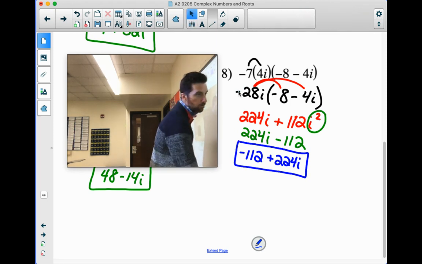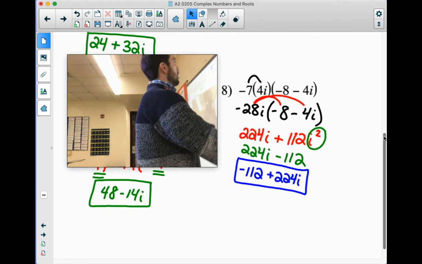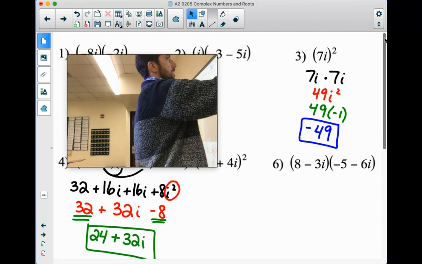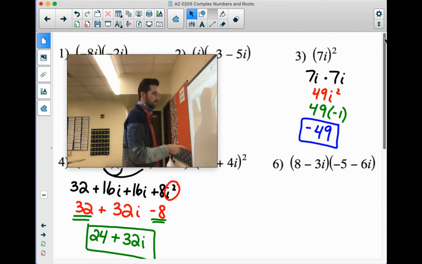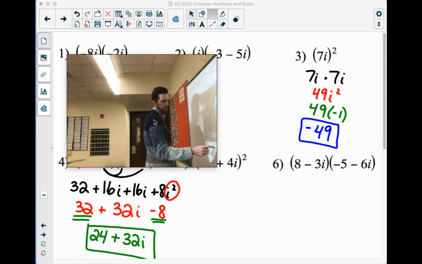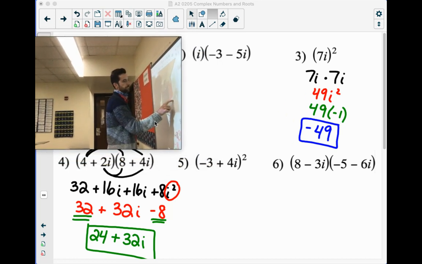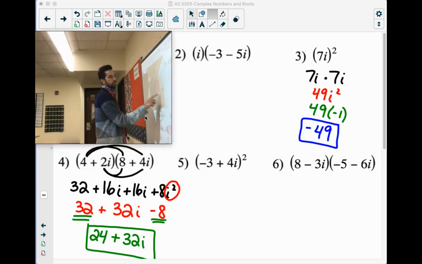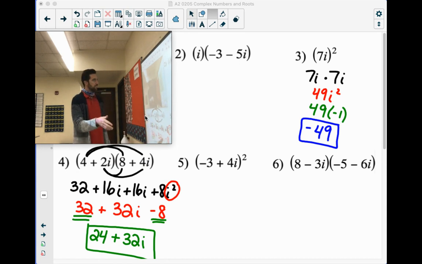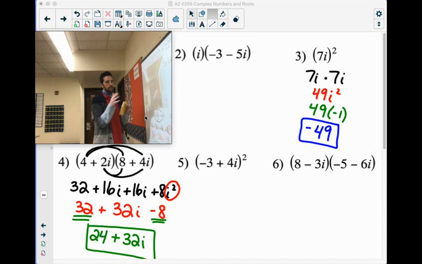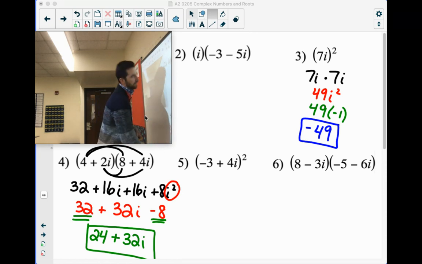So I have a few more here that we didn't do together that I would like you to try. So let's see. Make myself smaller here. You got number 2, 5, and 8. Why don't you go ahead and pause here, try those out, and then I'm going to go over them. Okay, so pause, and here we go.